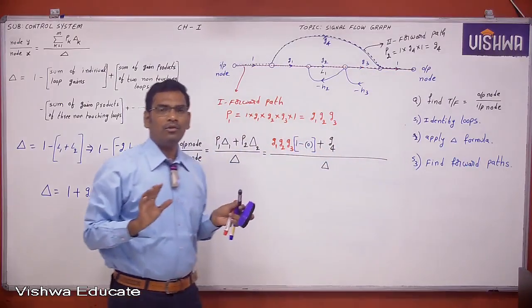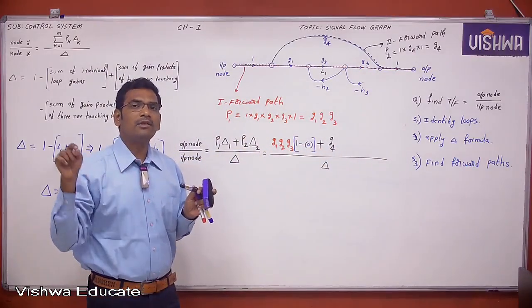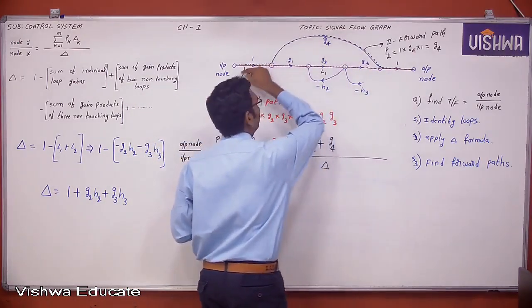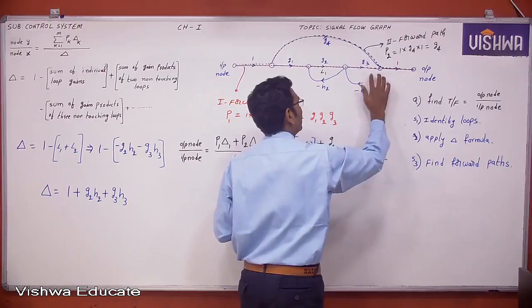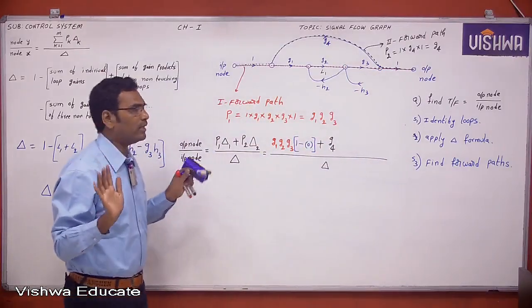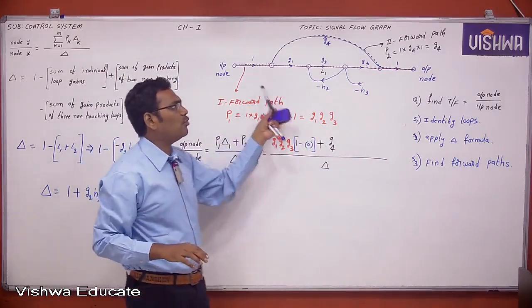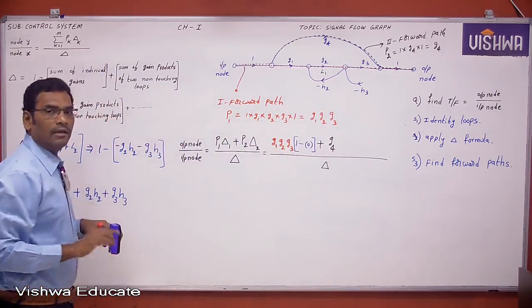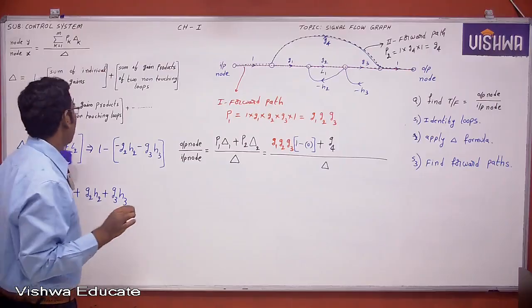Don't remove all the loops. Remove only the loops which are touching that path. So this is the second forward path. Now, this path is touching the loop L2, so only the L2 loop is removed. Then, are there any other loops? Yes, there are some other loops. Then you calculate delta K using the delta formula.